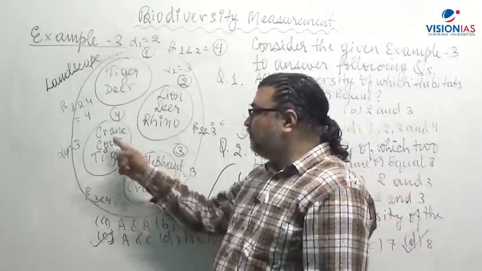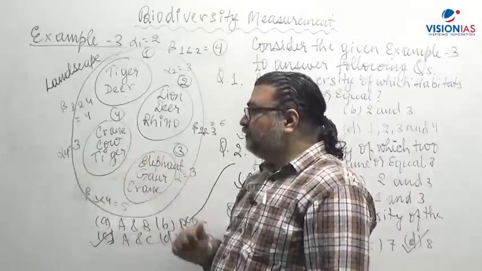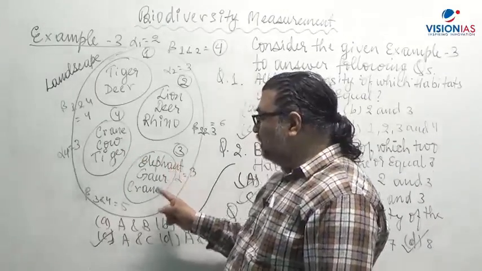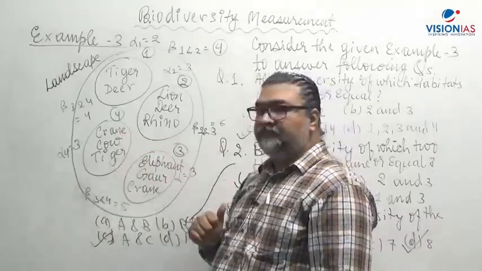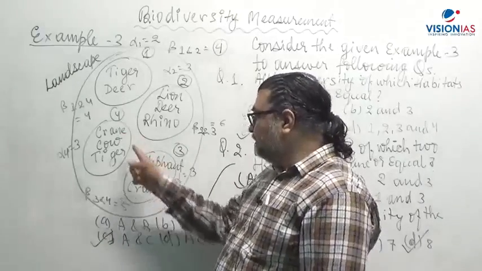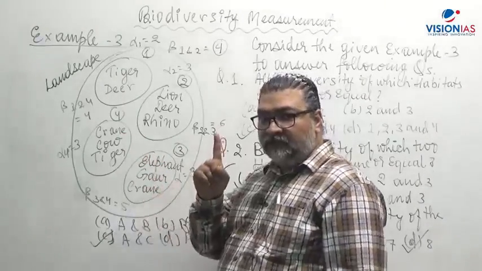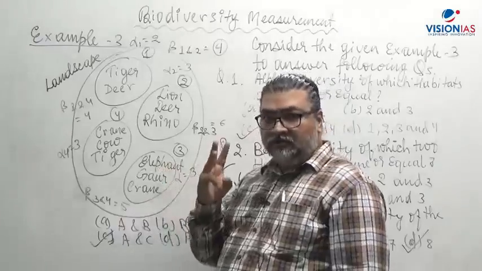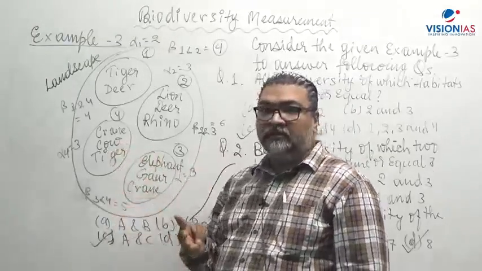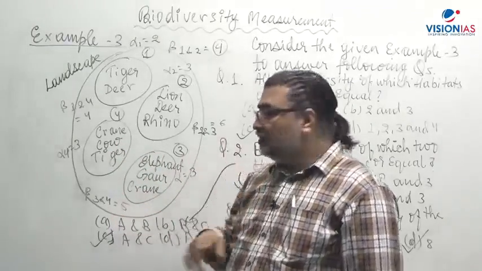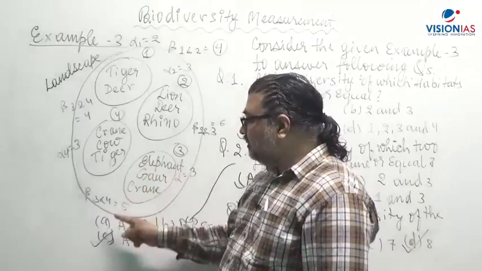Now take 3 and 4. Elephant, gaur and crane, cow and tiger. So crane is common, will count as 1. Elephant, gaur 3. Cow, tiger 5. So beta of 3 and 4 is 5.